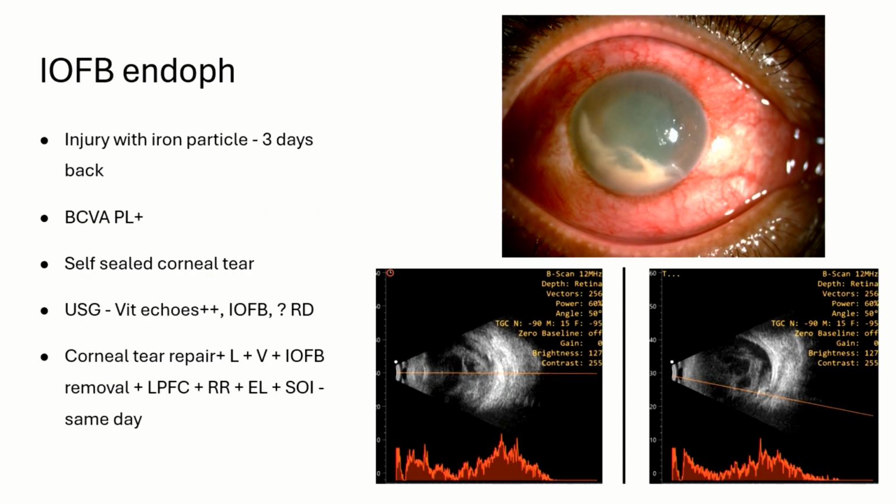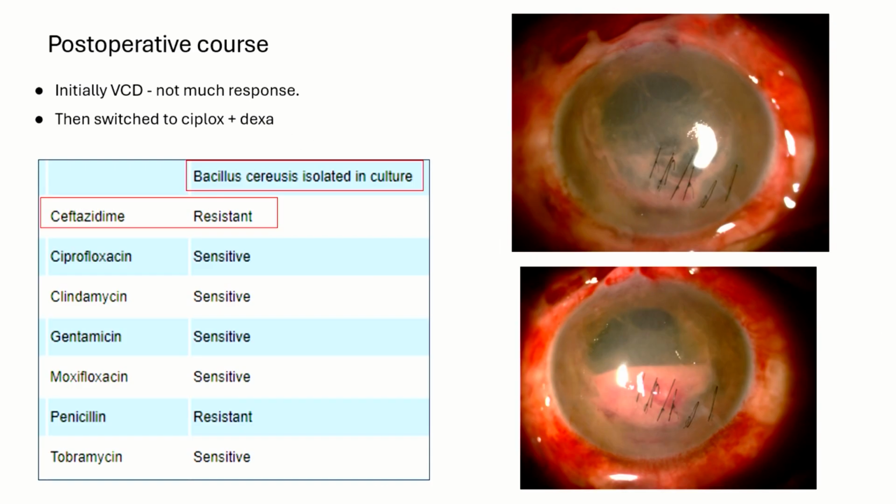So this is a patient, a 40-year-old male with injury with an iron particle, 3 days, only 3 days. So the obvious wound is not sealed. Actually, there is one self-sealed tear here. Hypopyon, PL inconsistent, full vitreous echoes, and there is a foreign body. I don't have a better image. He underwent corneal tear repair, lensectomy, vitrectomy, IOFB removal, and there were iatrogenic problems. Retina was detached. LPFC, RR, EL, SOI only, and I'll show the final picture.